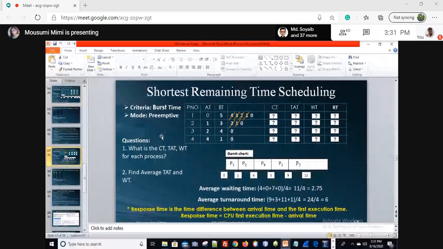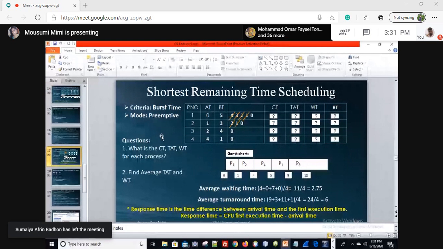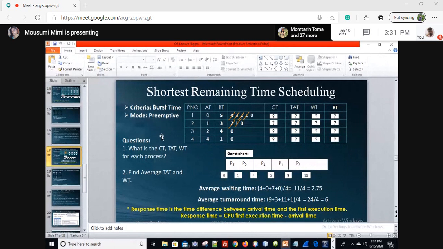If another process comes and that new process's burst time is smaller than the running process, it does not care for it. It does not stop the current process. It first completes the current process, then it goes for the next process according to the burst time.